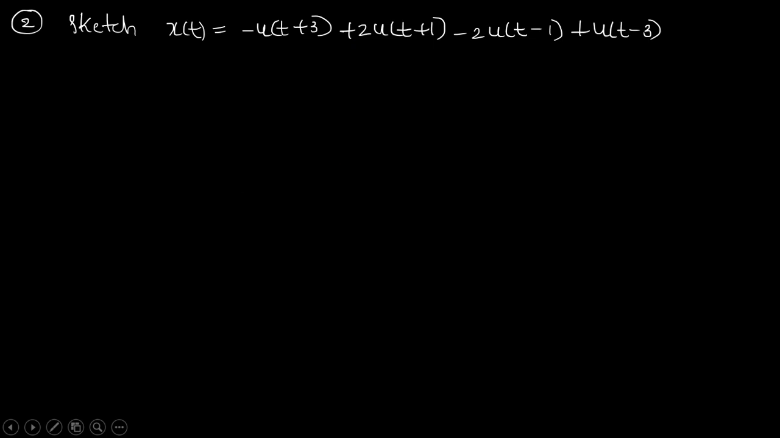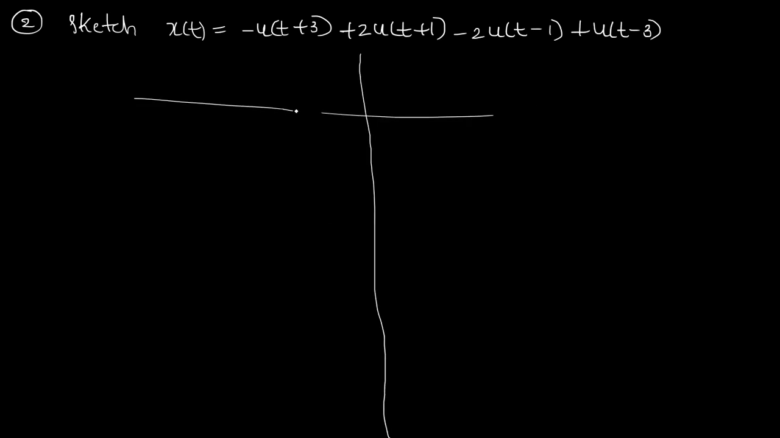Now coming to this second example, sketch x of t is equal to so and so, some u of t, some combinations they have given. So it is an addition of 2 plus 1 plus 4 signals are added. Let us add one by one.